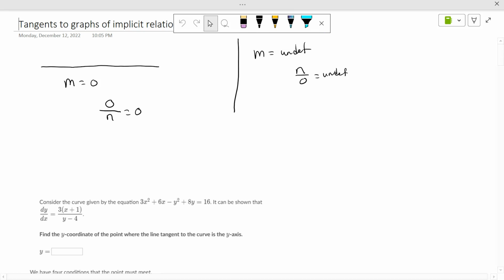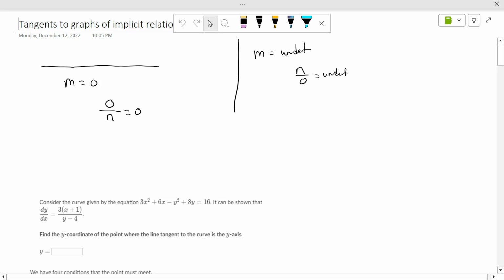Today, you have to understand horizontal and vertical lines. A horizontal line has a slope of 0. That means 0 is in the numerator and a number is in the denominator to get 0. Okay? If you don't understand that concept, you won't get this lesson. 0 in the numerator, number in the denominator.